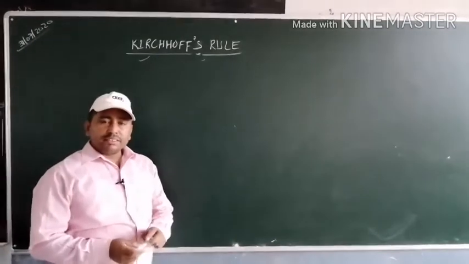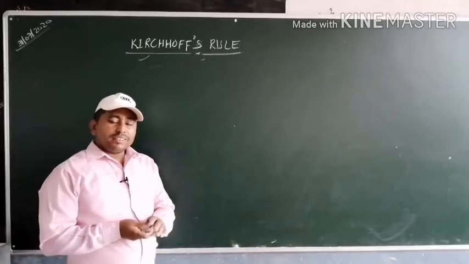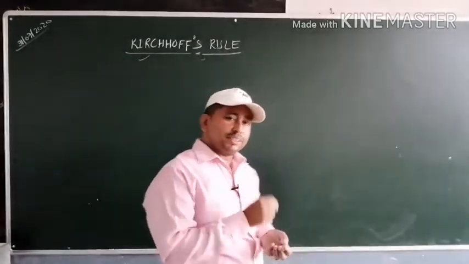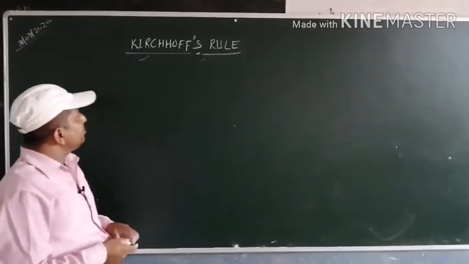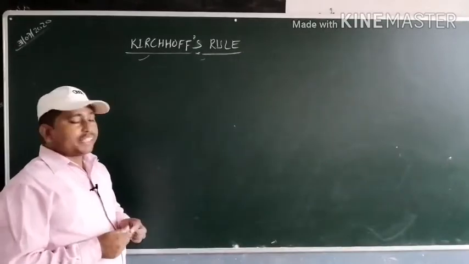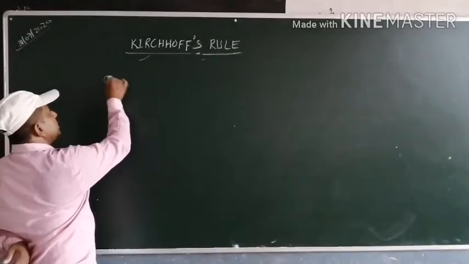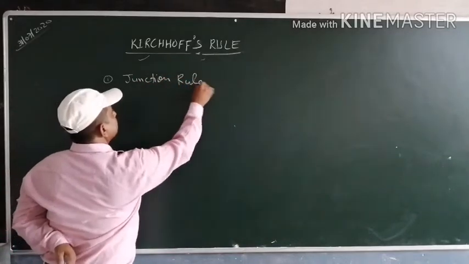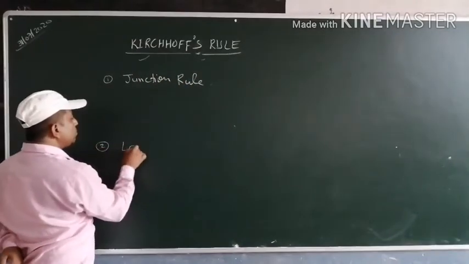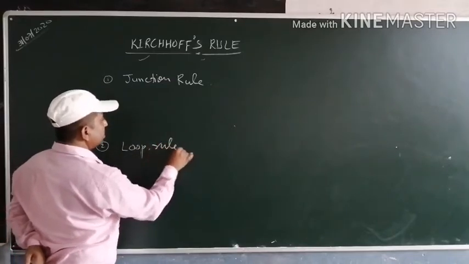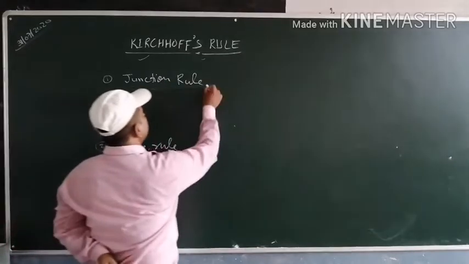In electrostatics and current electricity, for the current flowing through any circuit containing resistors and cells, there are two rules provided by Kirchhoff. The first is known as the junction rule and the second is known as the loop rule or loop law. So, what is the junction rule?